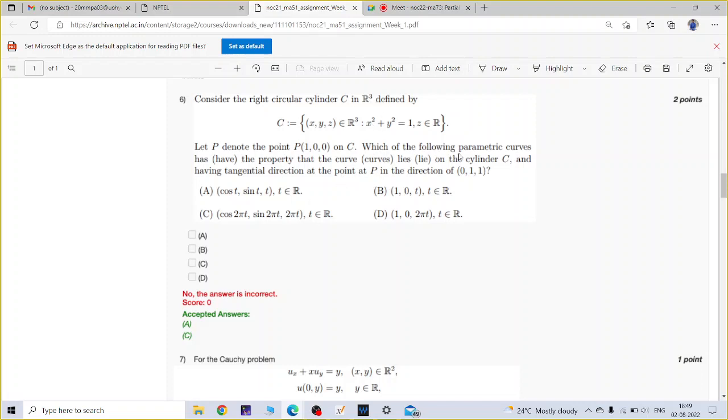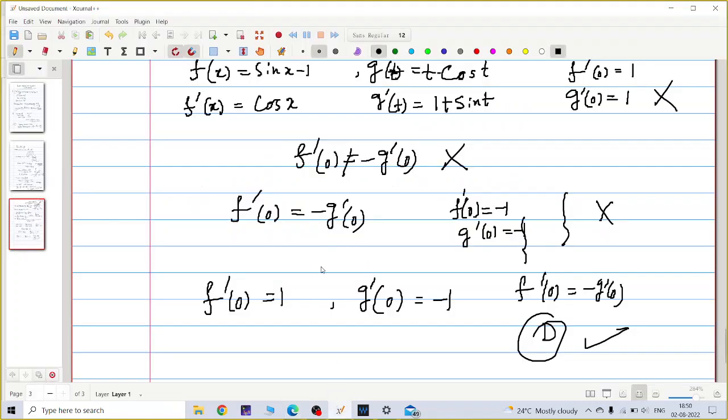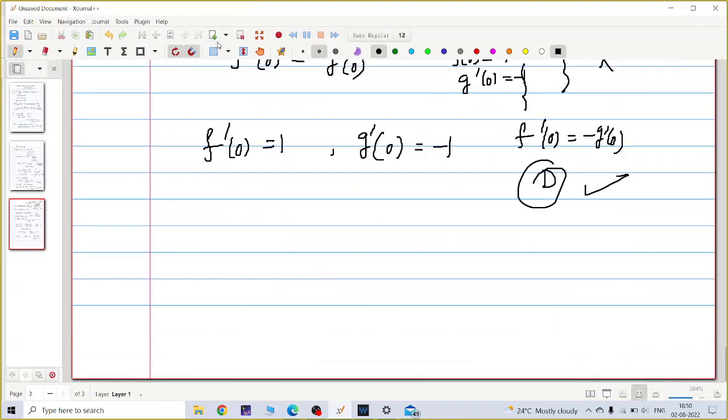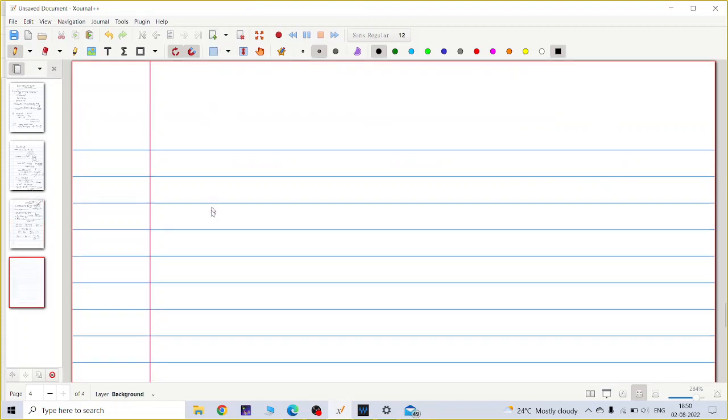Option D. Yeah, it is okay. So up to these, all points belong to the cylinder. All are satisfied, right? But you have to check another condition, having tangential direction at the point P in the direction of 0, 1, 1. Does anyone know what is tangential direction? Let me move to the next page. Biplab, you know? Just tell me. If you tell me wrong, also no problem.